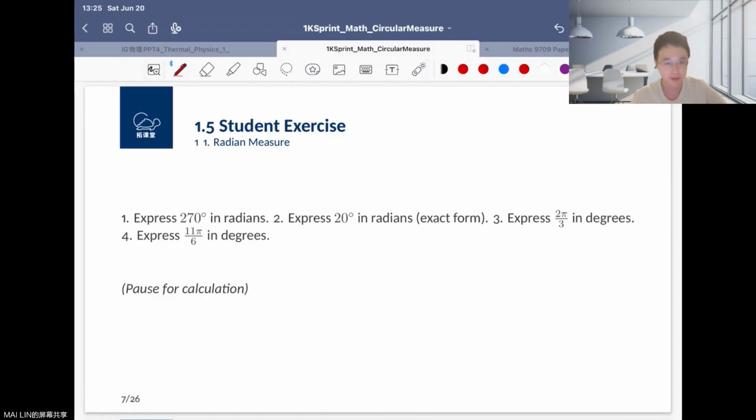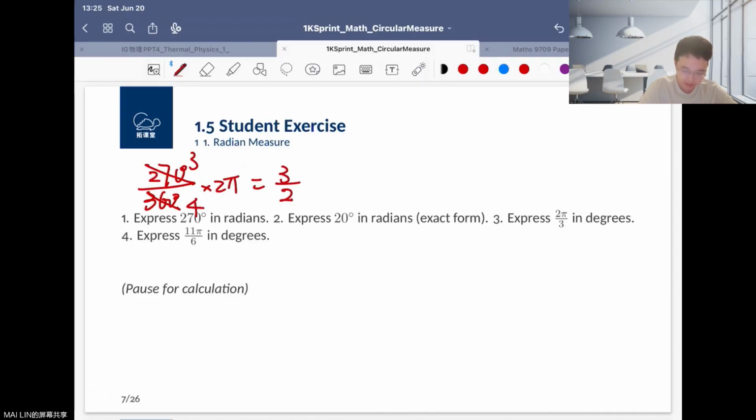So let's move to the first part. The problem is to express 270 degrees in radians. We can set 270 degrees over 360 degrees times 2 pi, right? We can divide both by 90. That is 3 over 4 times 2 pi, or 3 over 2 pi, right? That is the first problem. For the second problem, express 20 degrees in radians. Because 20 degrees over 180 degrees equals 1 over 9, then times pi equals 1 over 9 pi, okay?